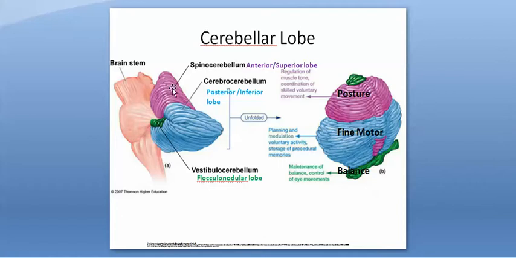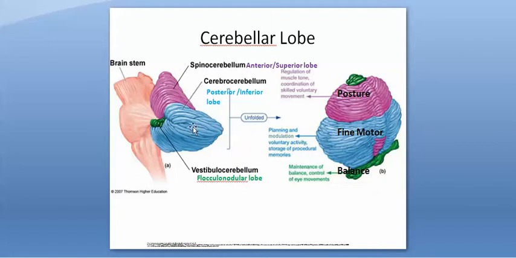So the spinal cerebellum is largely in control of posture. Maintaining muscle tone is important, remember that background tonicity of the muscle. That helps regulate that. It works in conjunction with the basal ganglia. All of the motor control stuff works together.